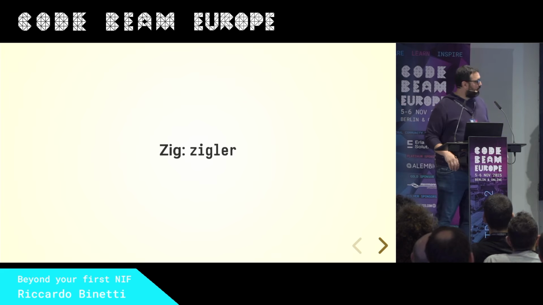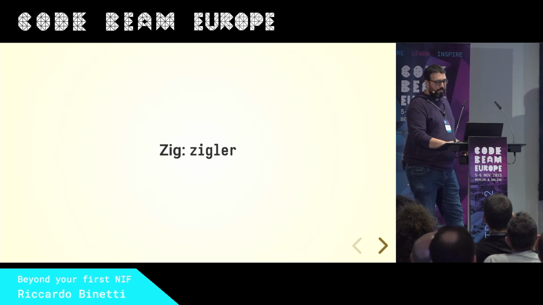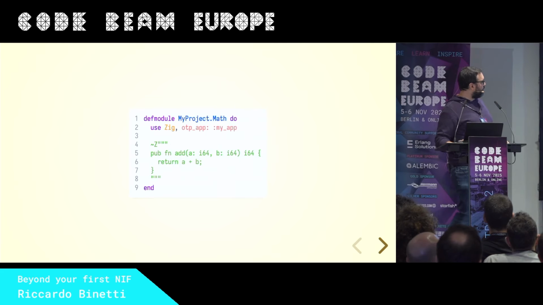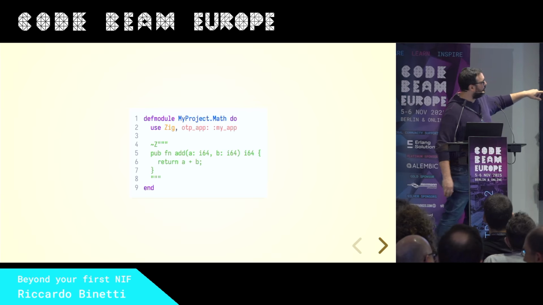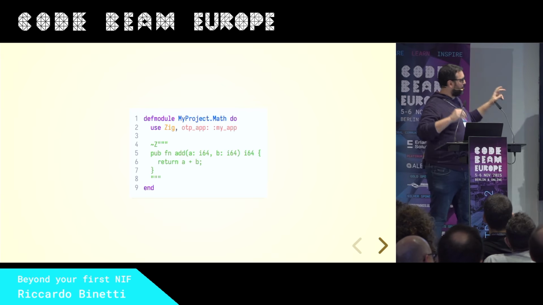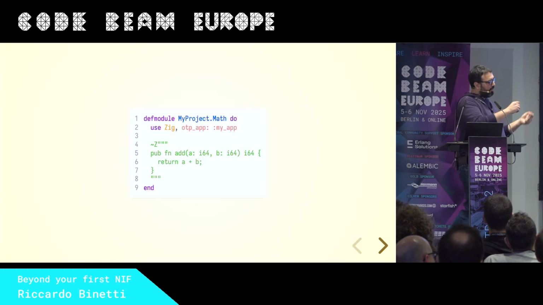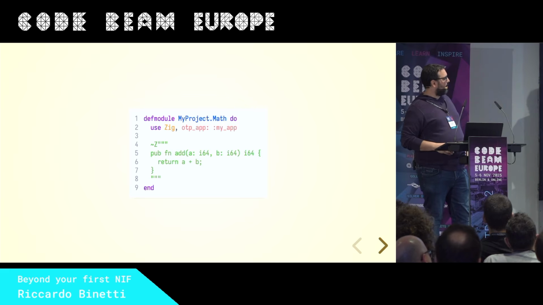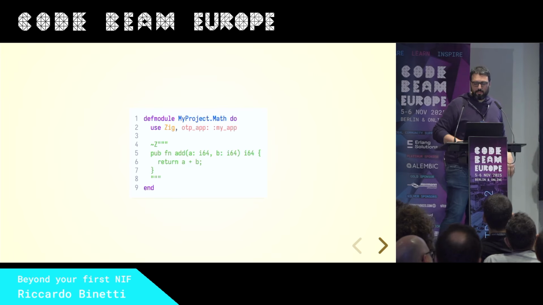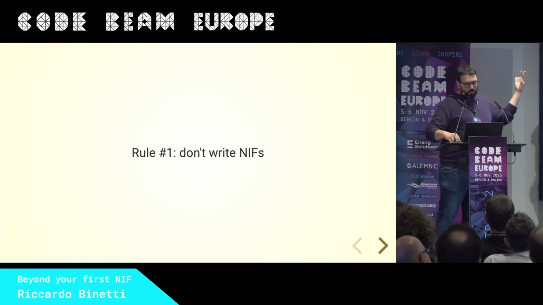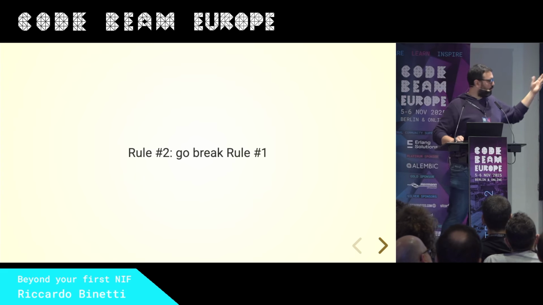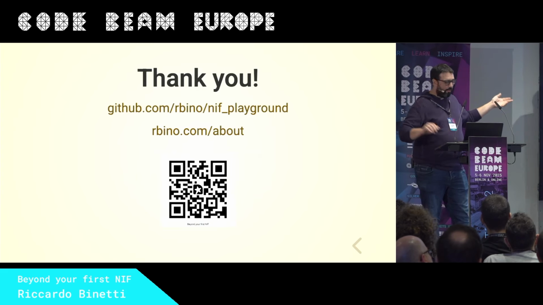And with Zig, you can use Zigler. The nice thing about Zigler is that you can directly write Zig code inside your Elixir module, and it automatically gets translated into a NIF, and all the stubs are created and all that stuff. So in the end, this is exactly like macros. So rule number 1, don't write NIFs, and rule number 2, go break rule number 1. Thank you.